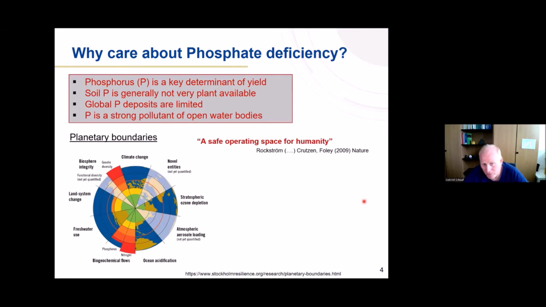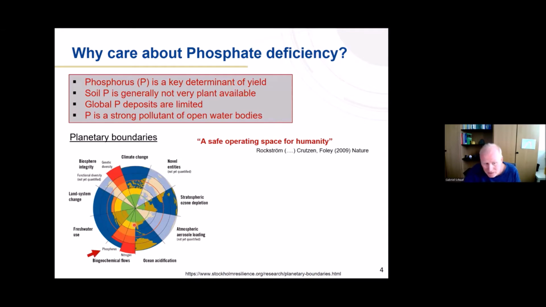This is probably also one of the reasons that the authors of the study A Safe Operating Space for Humanity, that you might be familiar with, Rockström et al., in this 2009 Nature paper, consider phosphorus together with nitrogen and the loss of genetic diversity as the prime risks that already cross planetary boundaries and endanger our safe operating space for humanity.